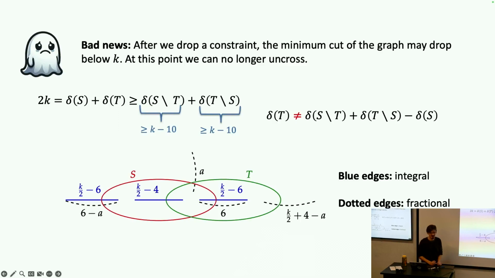Let's give an actual example of what's going on. Let's say I have two sets S and T, and let's say that previously in the algorithm, I dropped sets S minus T and T minus S, because they had many integral edges. And you can see here they did. They had k minus 10 integral edges, which we'll say is our threshold because we're shooting for k minus 10 edge connectivity. But then you can check that delta T is just not equal to this. In particular, you have this edge A, which appears as a -1 on the right-hand side. This edge A is not in S minus T or T minus S, so I'm just subtracting it, and this linear dependence just doesn't hold.